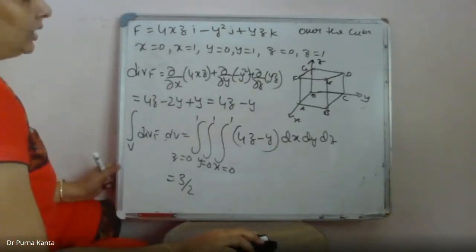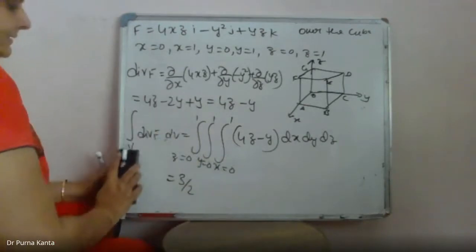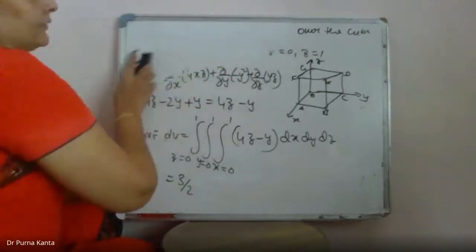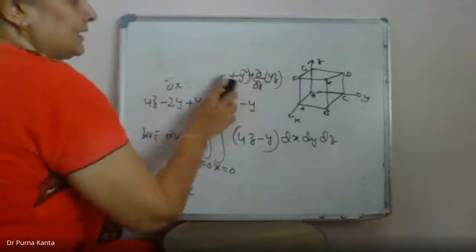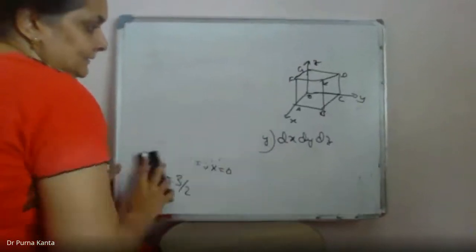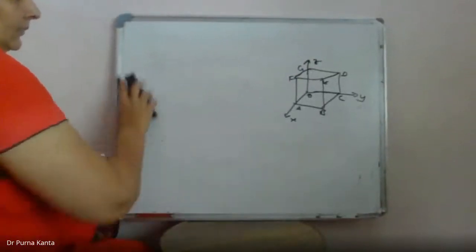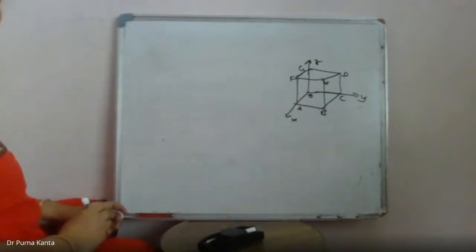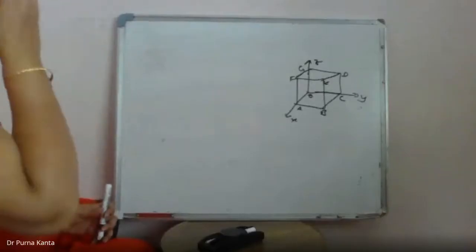I'll explain to you now how to calculate the surface integral for this. Here we are given a surface which consists of how many sides? 6, ma'am. 6 surfaces you have to calculate.